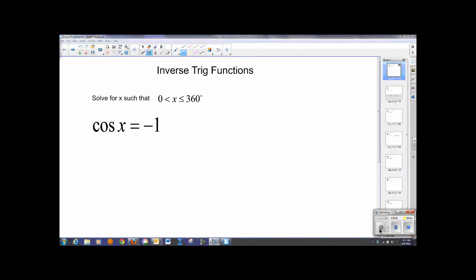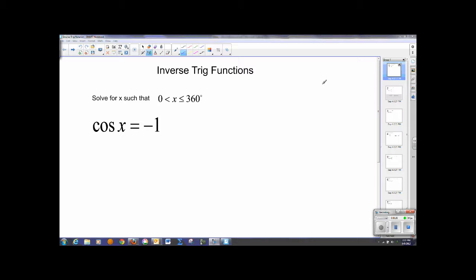Today we talk about solving inverse trig functions, and our first problem asks us to find a value of x, where x is between 0 and 360 degrees, such that the cosine of its angle is equal to -1. So really what we're asking is what angle has an x value, since we're talking cosine, of -1.